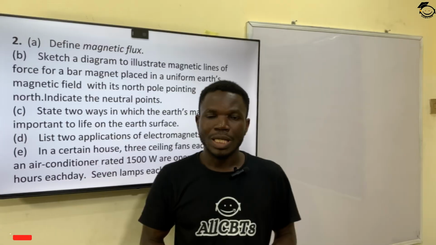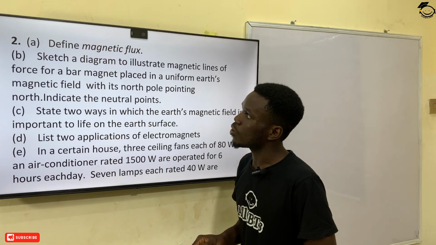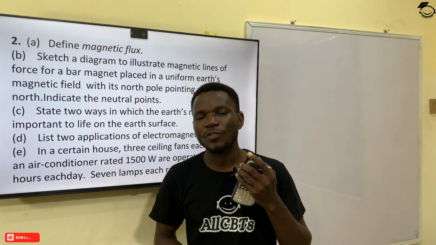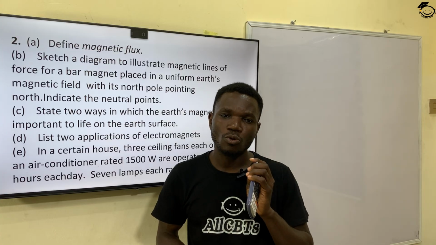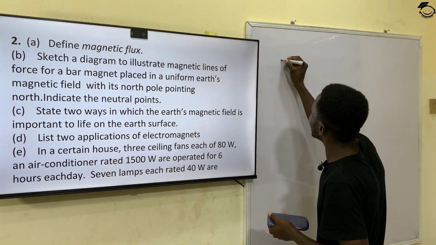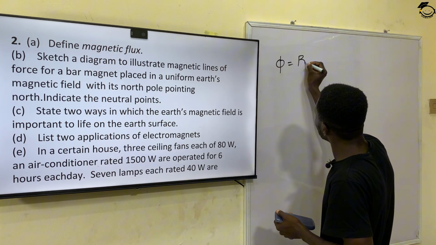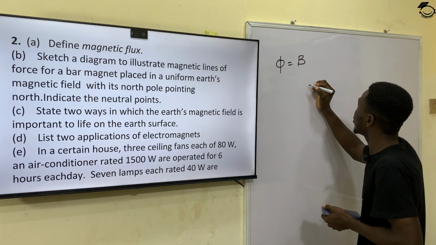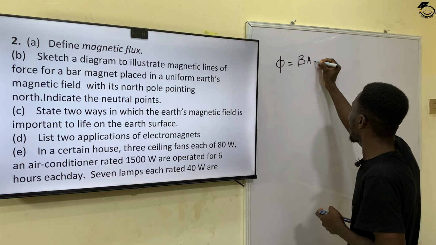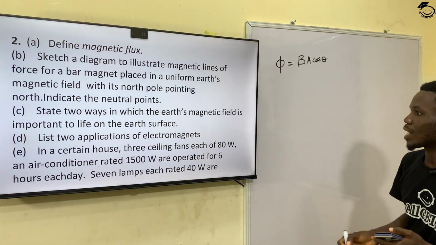So that is question number 1. Question number 2 says define magnetic flux. Now, magnetic flux is the product of the magnetic field density and the perpendicular area of a magnetic field. So what is that saying? It's saying that magnetic flux is the product of the magnetic field density, which is B, or you can say magnetic field strength, and the perpendicular area, or the area times the cosine of the angle, present in the magnetic field.